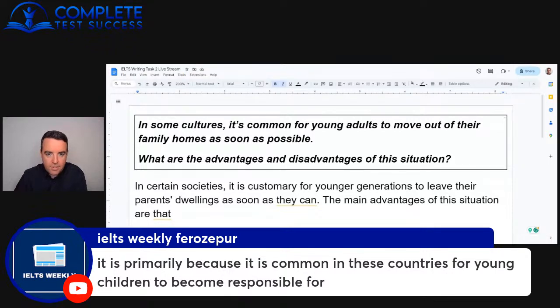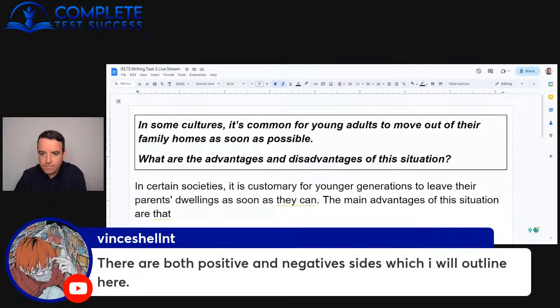It is primarily because it is common in these countries for young children to become responsible for, so we looked at that already. There are both positives and negative sides, which I will outline here. This is one way to write an introduction. So you just have a general phrase, but the problem is that you're not showing that you've understood the question. And for coherence and cohesion, you're not connecting your introduction with the other paragraphs.